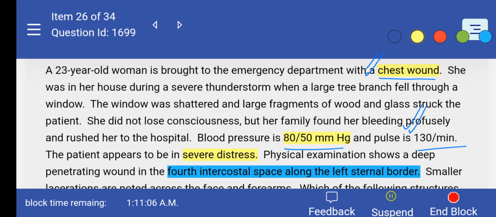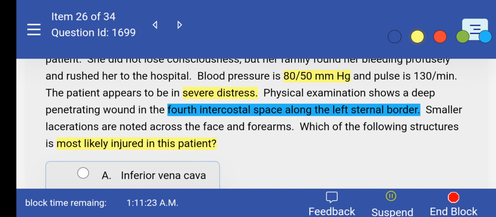High pulse, 130 per minute. The patient appears to be in severe distress, right? Physical examination shows a deep penetrating wound in the fourth intercostal space along the left sternal border. This is an important point regarding this MCQ. Smaller lacerations are noted across the face and forearms. Which of the following structures is most likely injured in this patient?